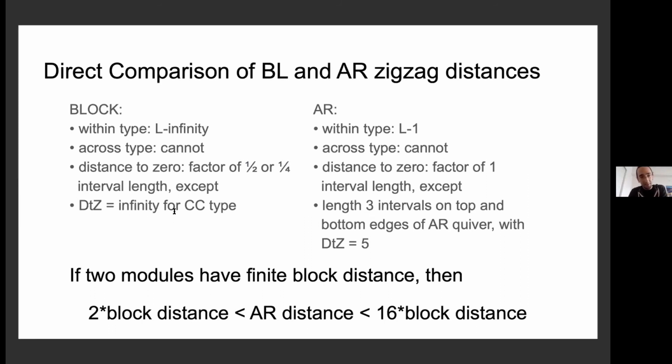Whereas block distance has these infinite type distance to 0 guys, which allows us to say, if you have two zigzag persistence modules with finite block distance, I have to qualify that, then the block distance actually bounds the Auslander-Reiten distance with a 2 below and a 16 above. Qualitatively, even though there's a lot of infinities going on, if you can dodge that one thing, they bound each other reasonably close, which we were really surprised to find.